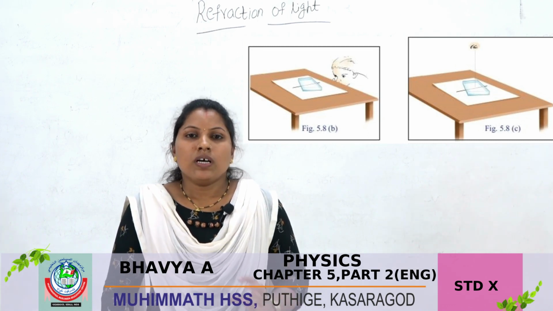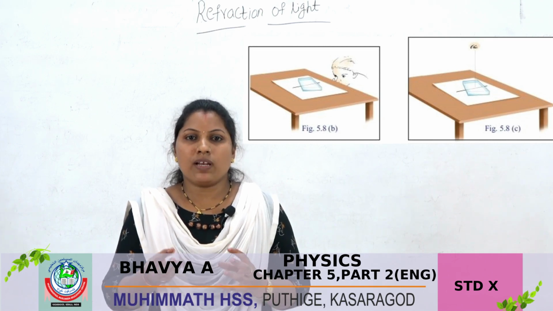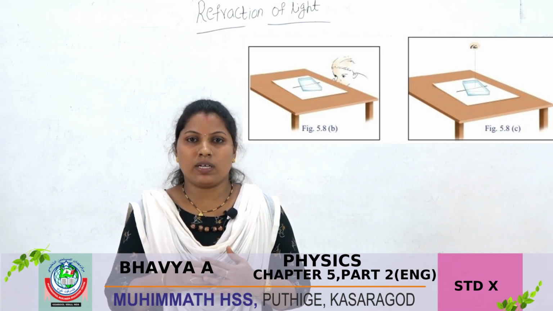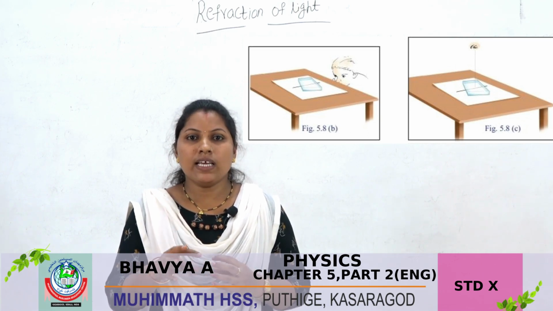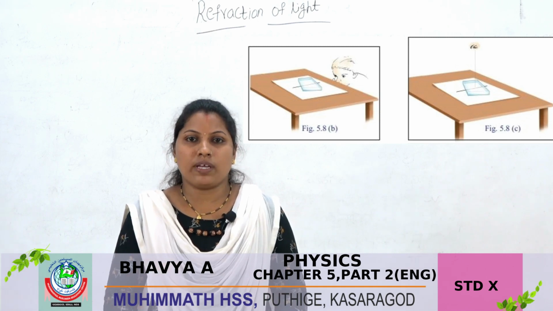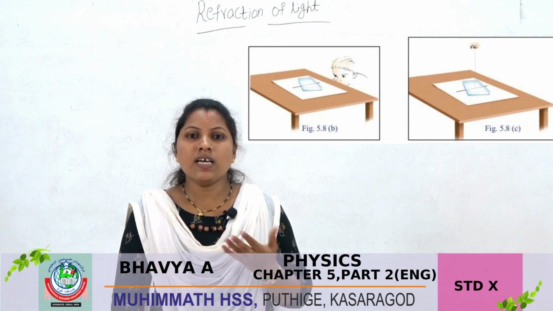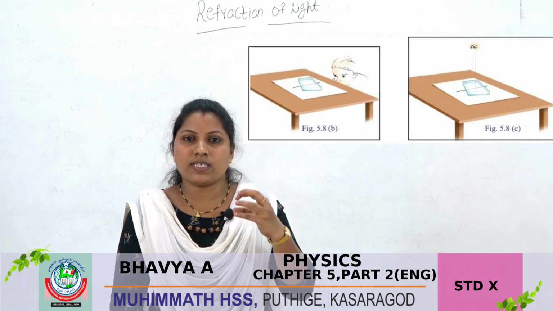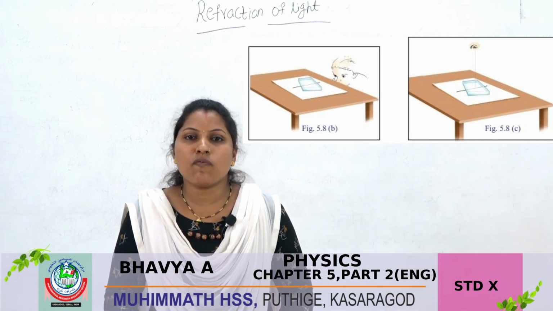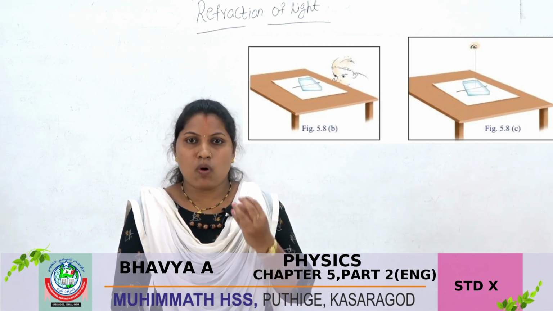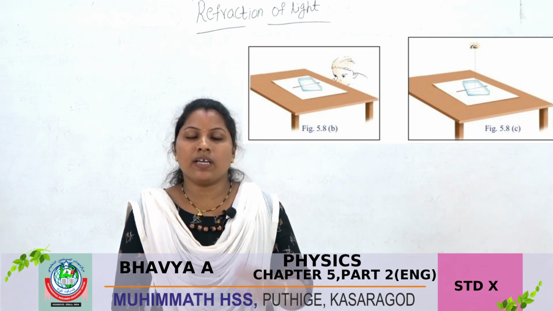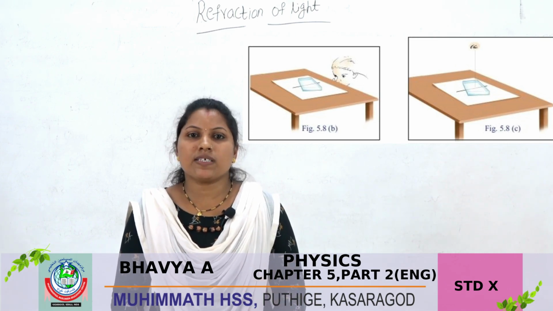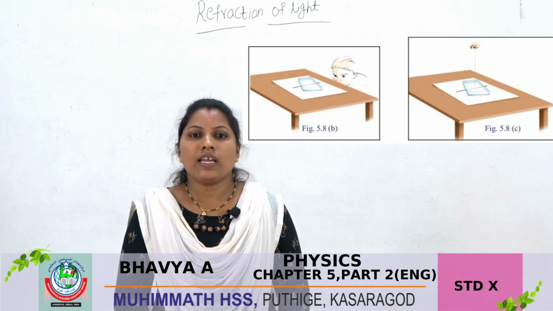Another experiment: put a coin into a beaker and fill 3/4 of it with water. Suddenly we can't get that coin. Why? It is raised to the upper edge, so we can't get that coin suddenly. Due to refraction of light, the coin appears in different places. This is what you studied. Next we are discussing total internal reflection.